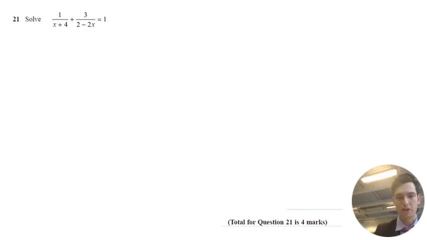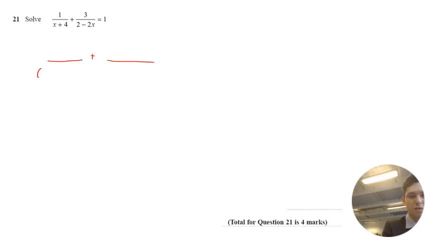So it says solve an equation. Now, when I've got a fraction, my first step is to think about what my common denominator is. And when I've got some algebra in the denominators, I just need to multiply the two denominators together. So that is my first step. That is my common denominator. And I'm not going to forget equals 1.